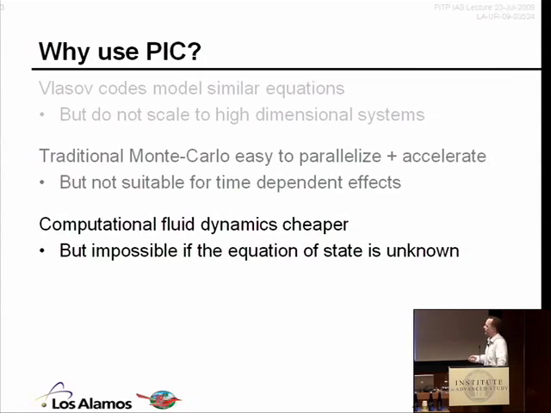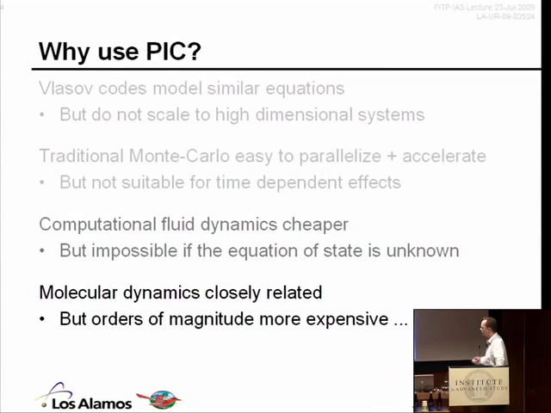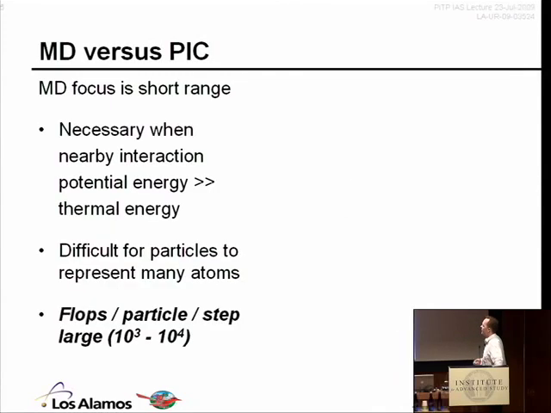Unfortunately, for a lot of simulations in relativistic plasma physics or in other areas of plasma physics, the equation of state is not known or not terribly well trusted. Molecular dynamics is the most closely related technique to it, but it's actually orders of magnitude even more expensive than PIC. And to understand this, we can first look at MD, where the focus is on the short range. And this is necessary because in the typical regimes in which molecular dynamics simulations are used, the interaction potential energy is far greater than the thermal energy between the particles. As a result, it's very difficult for the particles to represent many atoms.